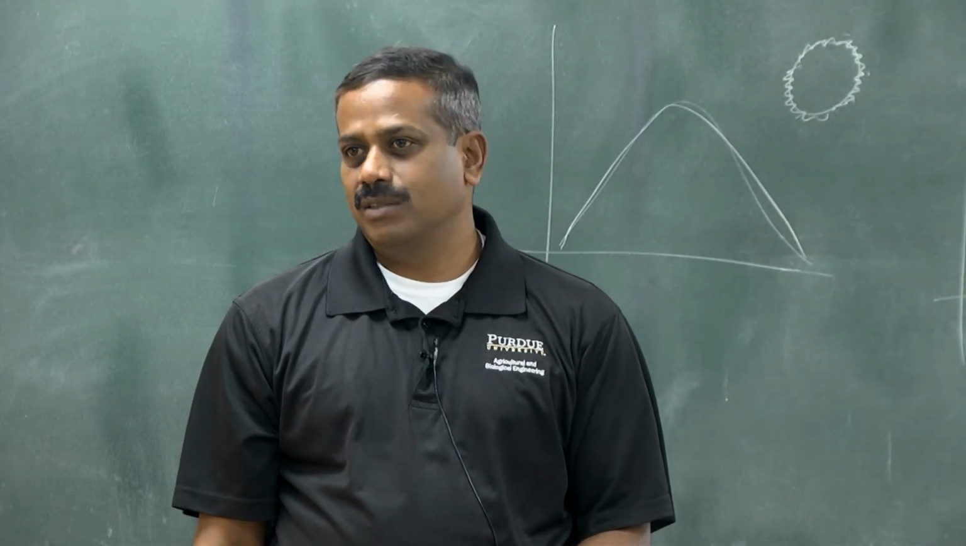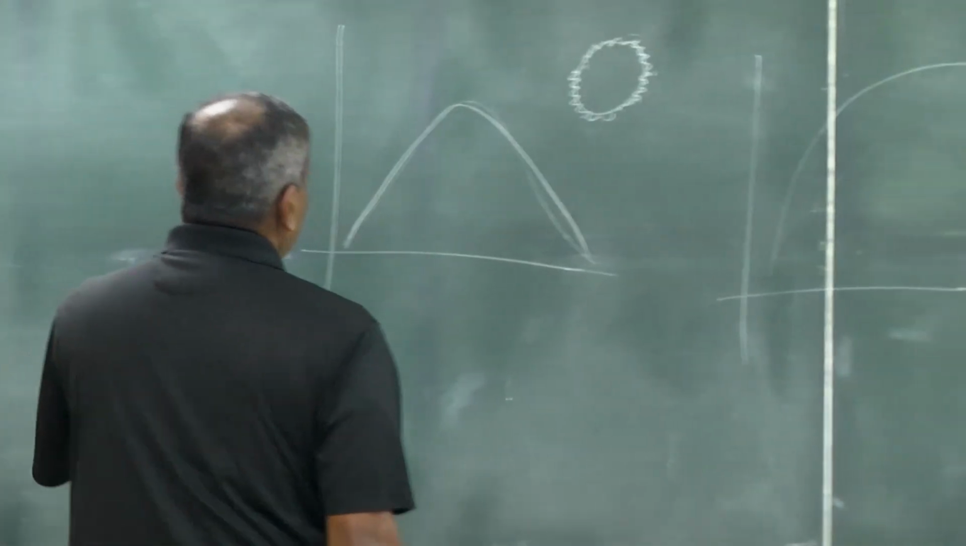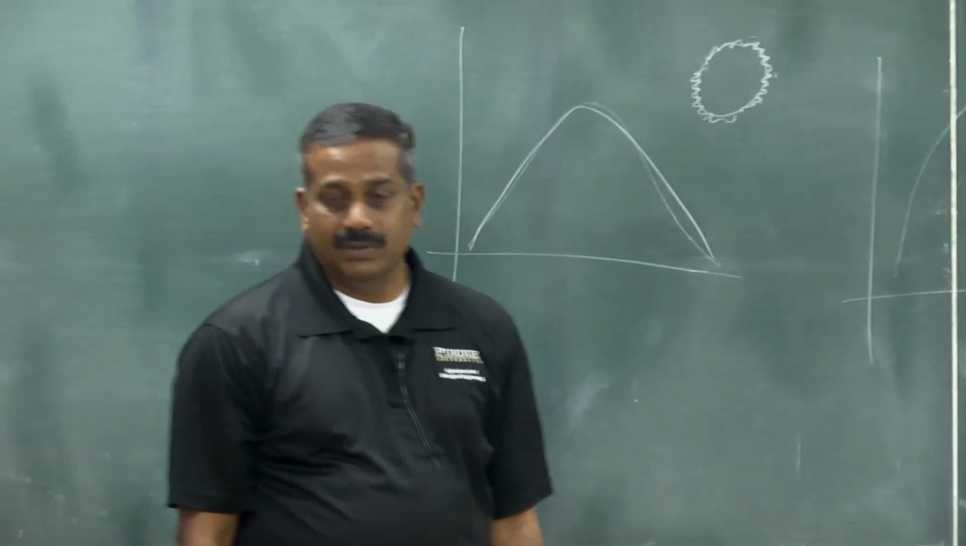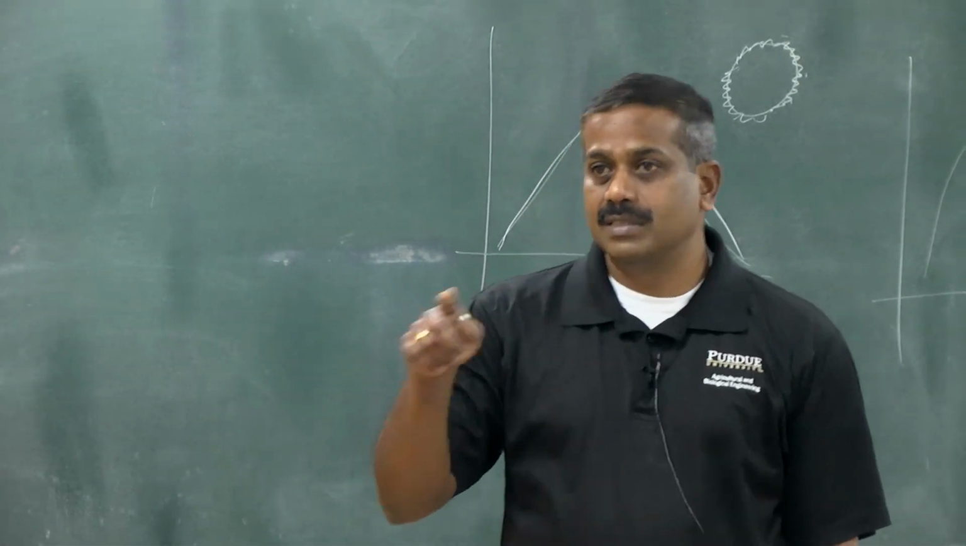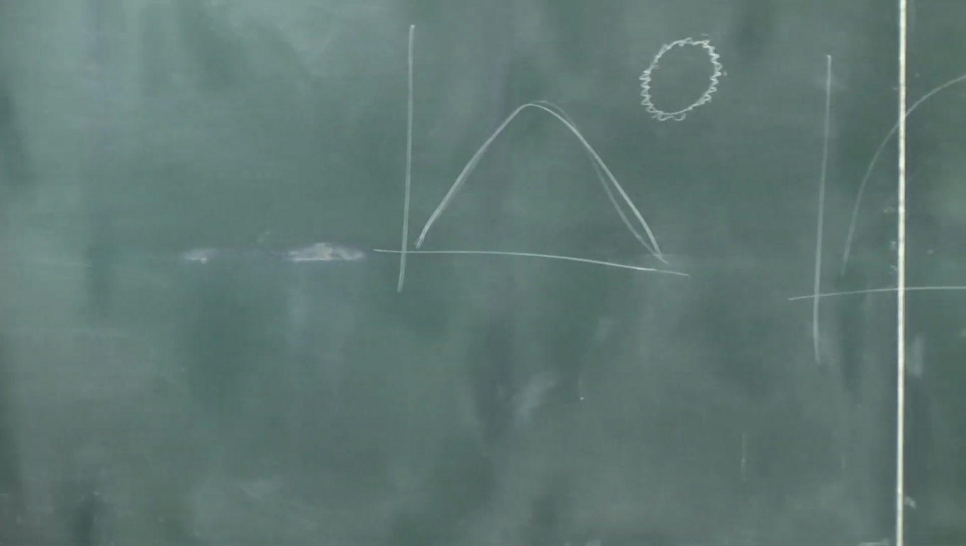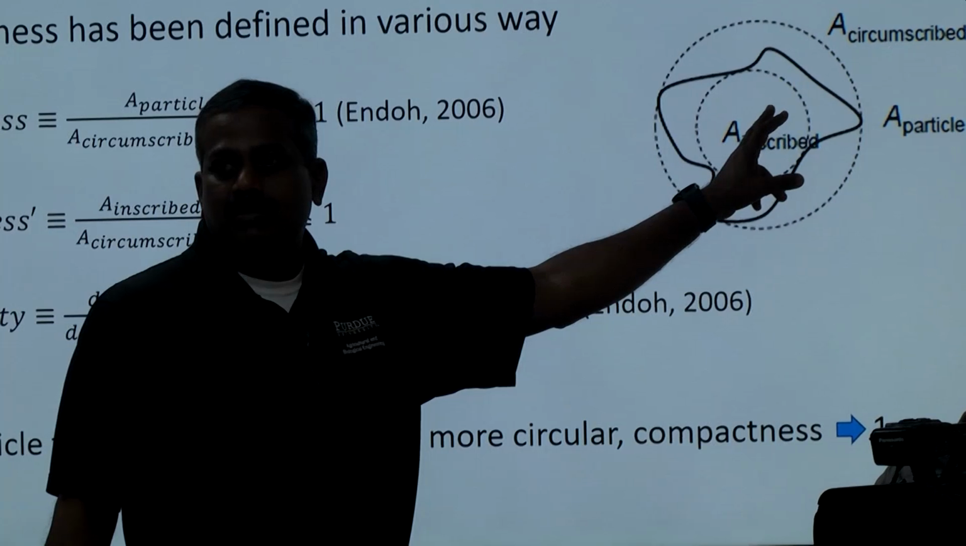But is there a condition when we have to use circularity and can't use compactness? Not really, you can use both, you can calculate both. As I said, circularity can have rougher edges but still be a circle. But with compactness, if it has rougher edges, the compactness might be different.